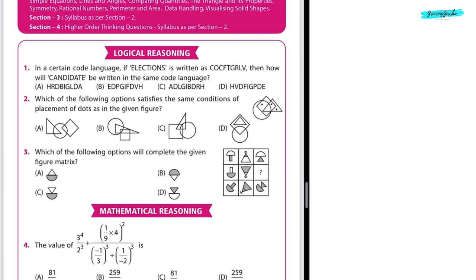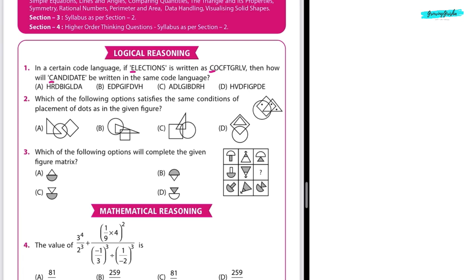Logical reasoning. Question 1. In a certain code language, if elections is written as COCFTG, then how will candidate be written in the same code language? First letter of elections is E. E is written as C. Before E, D comes and before D, C comes. Means we are skipping one letter backwards.